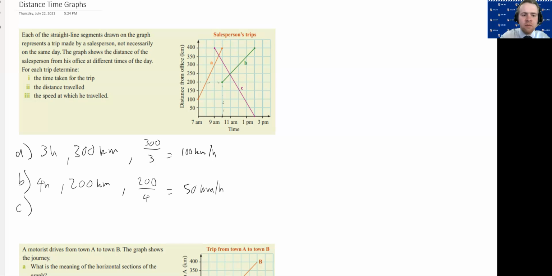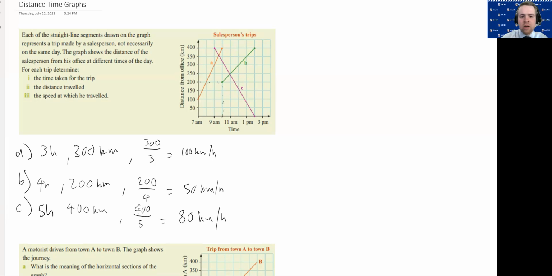And then finally, for our third trip, we started at 9 a.m. and then we finished at 2 a.m. So 9 to 12 is 3 hours plus another 2, so it's 5 hours in total. The distance that we traveled was 400 kilometers back to the office, so 400. Our speed will be 400 divided by 5, which is 80 kilometers per hour.